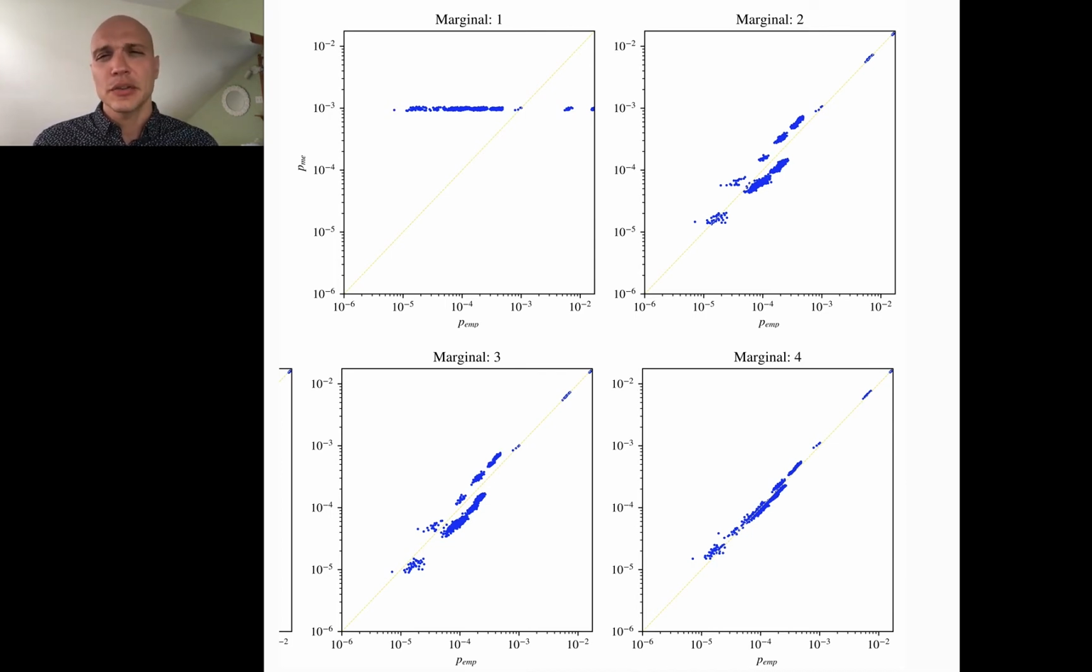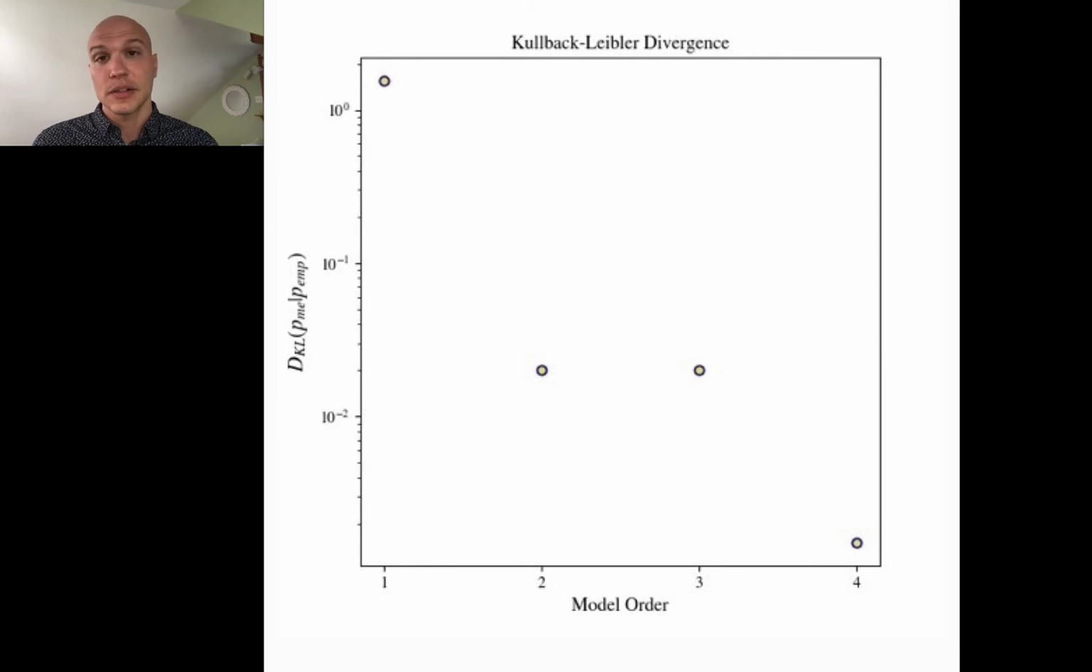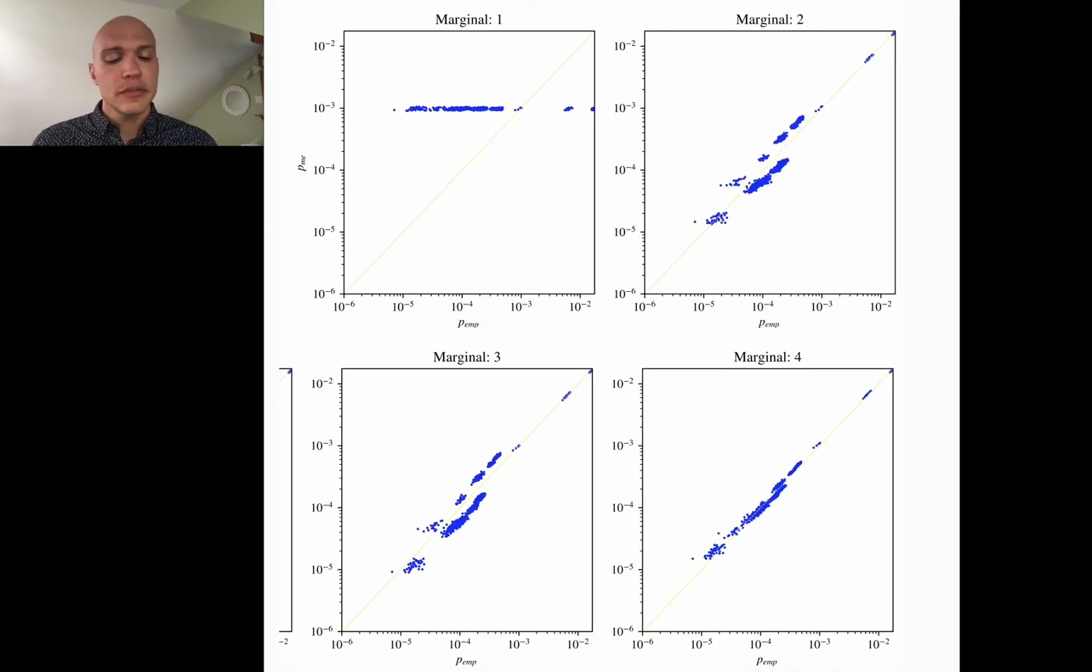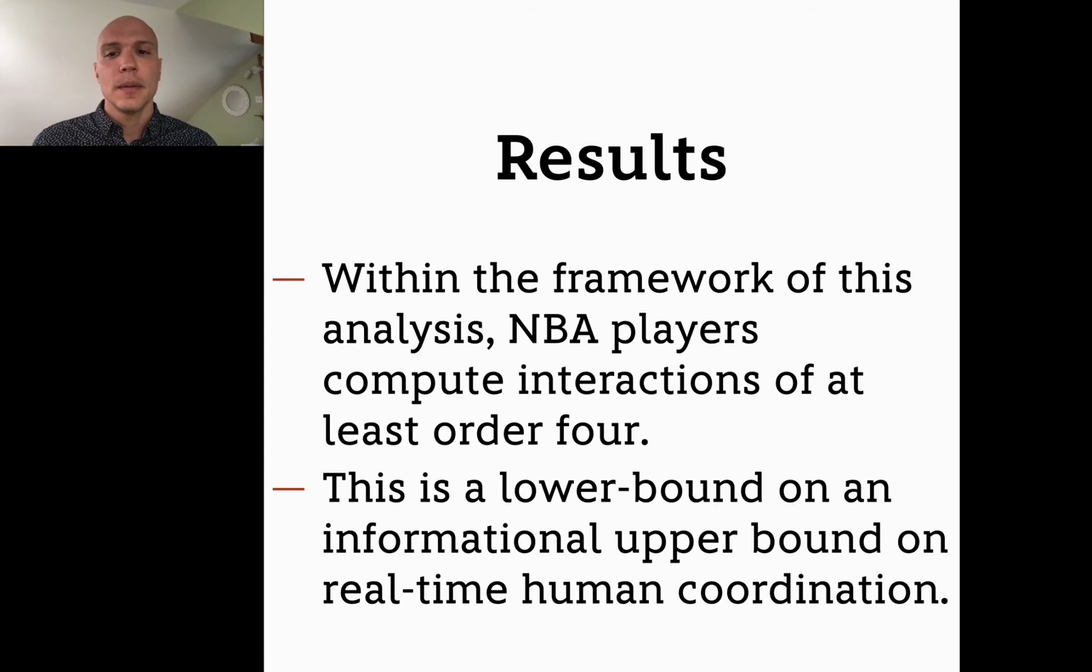This is work in progress, so there are no error bars on this plot. Sorry, we'll get there. Nevertheless, we can say that we've put a lower bound on the informational upper bound on real-time teamwork, that NBA players are computing a function with an interaction term of at least order 4. I think that's kind of neat. What does it tell us? Let's see. This doesn't have to be live information processing.